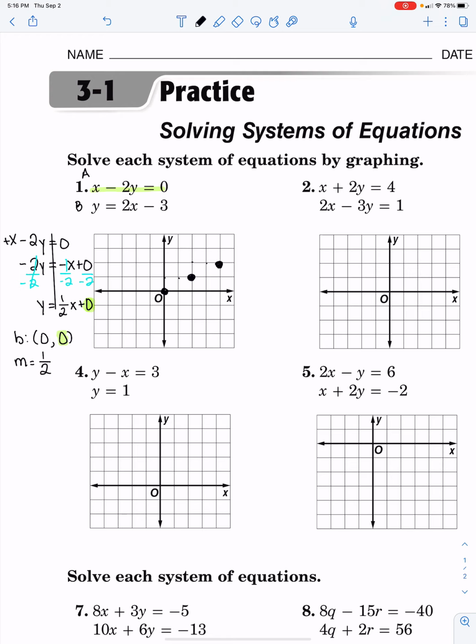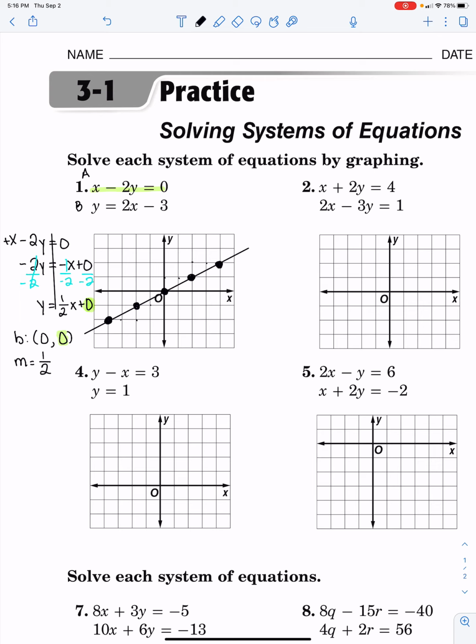And we talked about in class that if we could not go up 1, right 2, we could do the opposite of both the change in x and the change in y, and we could go down 1, left 2, down 1, left 2. So we have our first one, so let's go ahead and graph that.